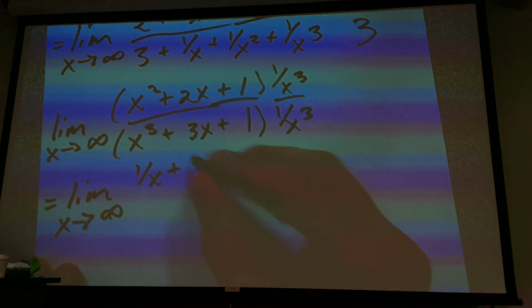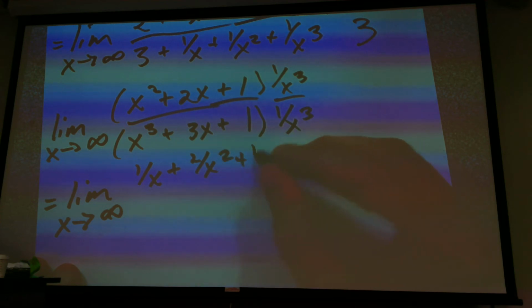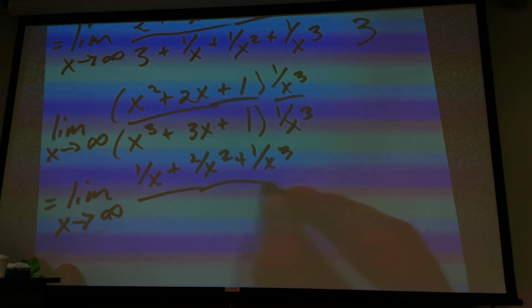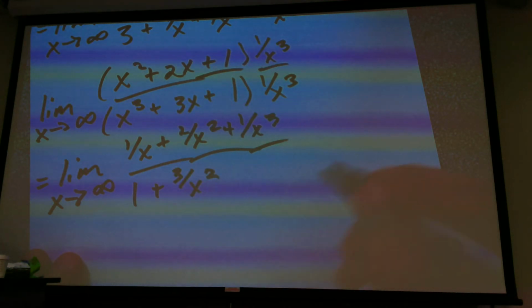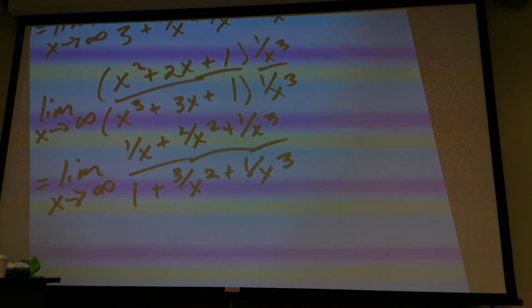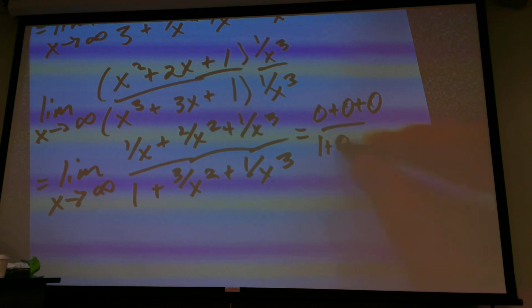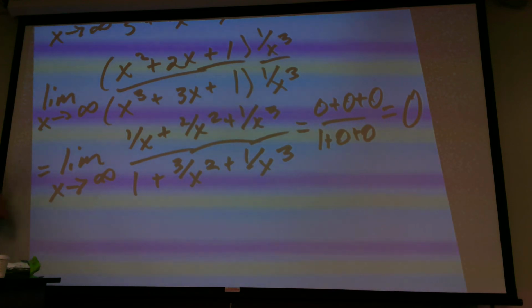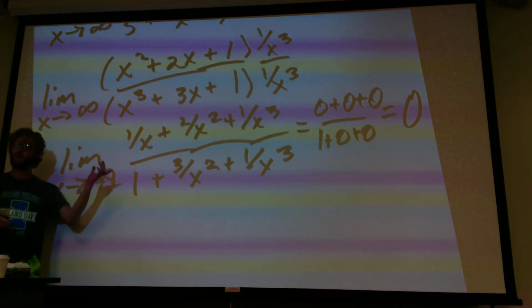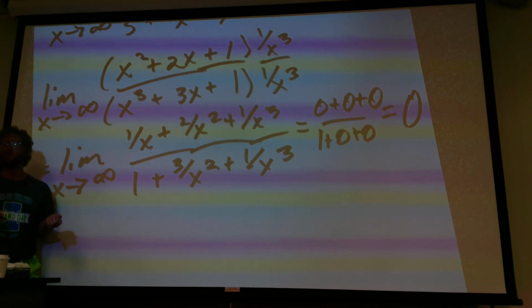That would be 1 divided by x plus 2 divided by x squared plus 1 divided by x cubed, divided by 1 plus 3 divided by x squared plus 1 divided by x cubed. Okay. So this would become 0 plus 0 plus 0 divided by 1 plus 0 plus 0. Okay, so that's really 0 divided by 1, which just comes out to be 0. So if the polynomial on the bottom part of this problem has the higher degree, then it's going to go to 0. Okay.